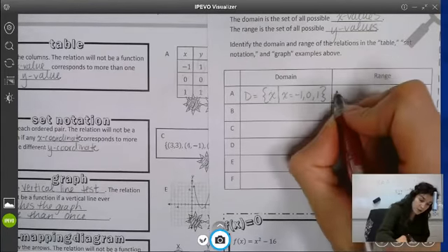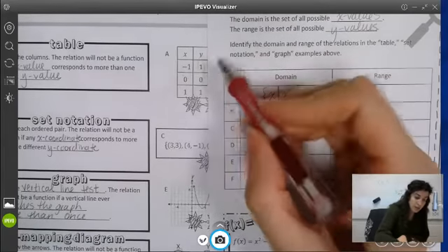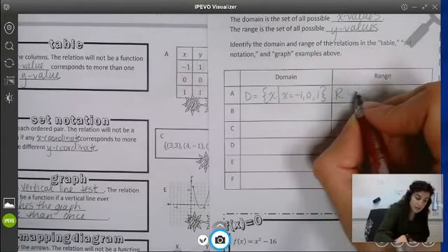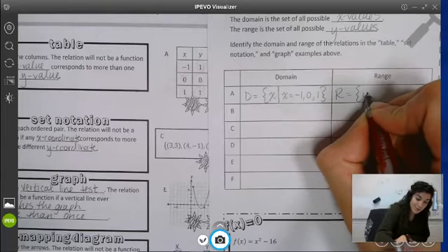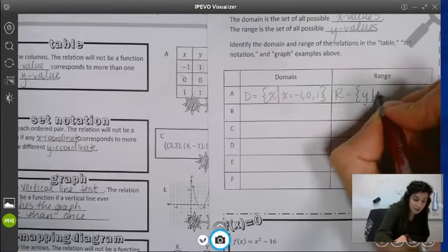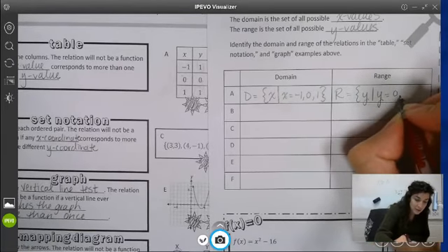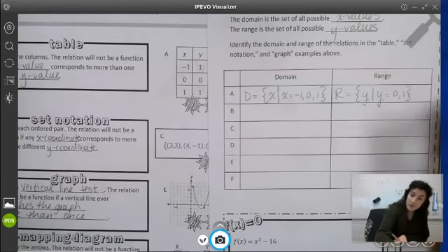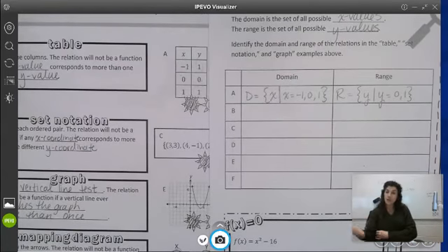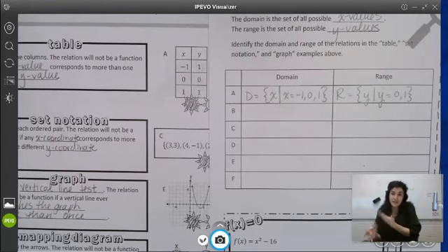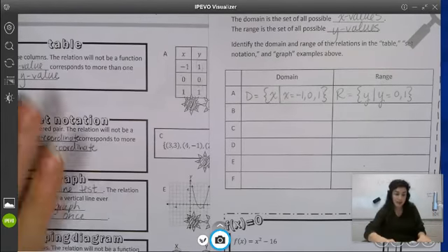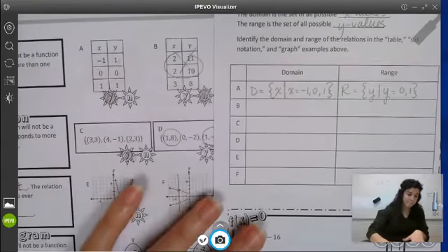You can do the same thing for your range. Your range is 1, 0, and 1, which means that your range is your y values such that y equals 0 and 1. You do not need to list 1 twice. It just stays once because that's all it is. It's just 1. Okay, let's try it again.